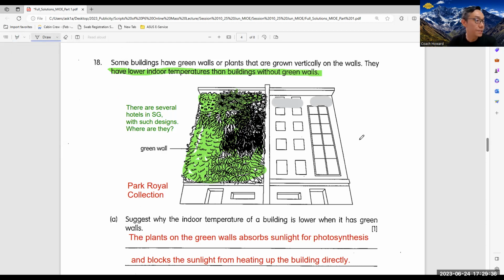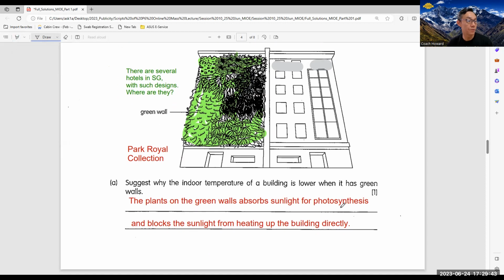So that's why the indoor temperature of a building is lower when it has green walls. Because of that, you see the green plants act as an external layer, like an animal has body covering, right? So the plants on a green wall absorb sunlight for photosynthesis, number one. And number two, they block the sunlight from heating up the building directly.